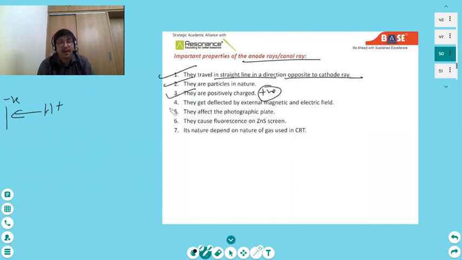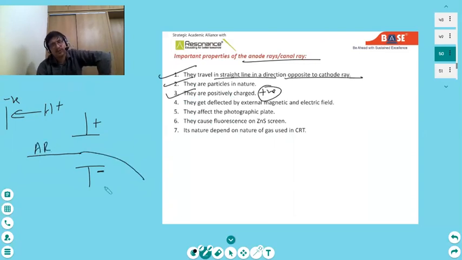Charge is positive. Since they are positive, if suppose this is your cathode ray, anode ray, and there is an electrical pole, positive and negative, your anode ray will deflect towards the negative side. Same thing with magnetic field also. So they get deflected by external electric and magnetic fields. They also affect the photographic plate. Reason, they are also charged and they also have mass. They are particles. They cause fluorescence on zinc sulfide screen. Reason? They have charge and they have mass.